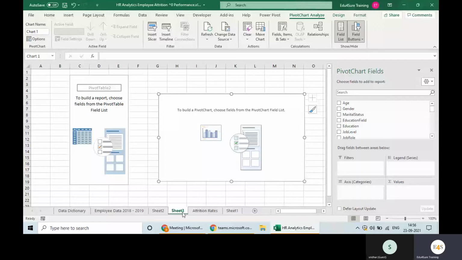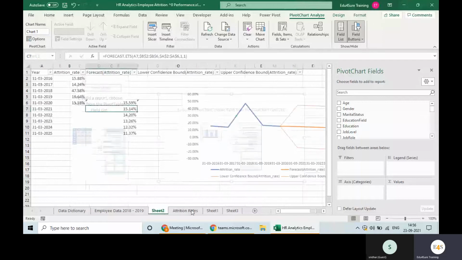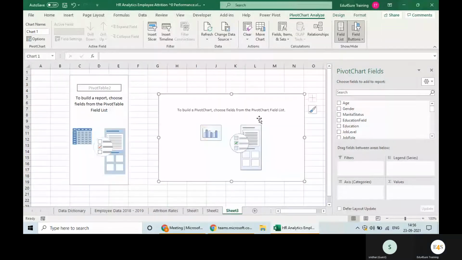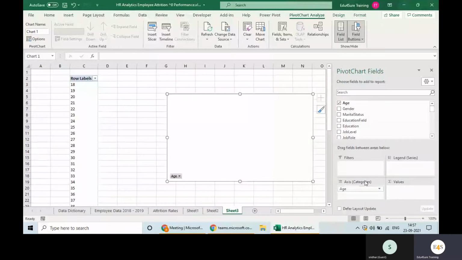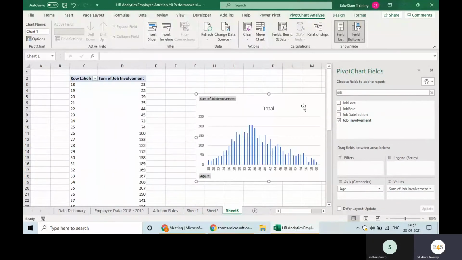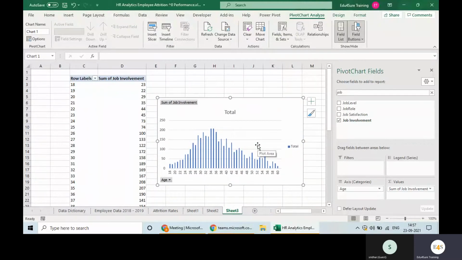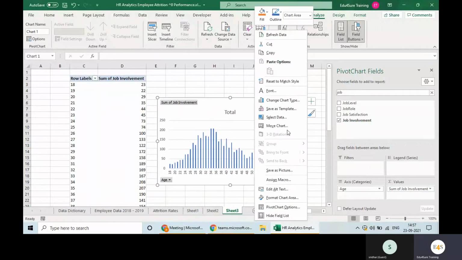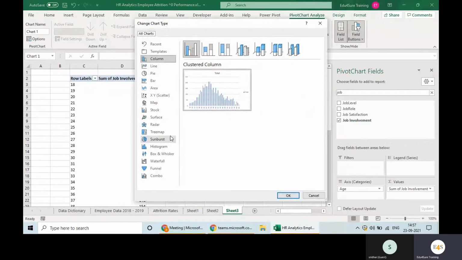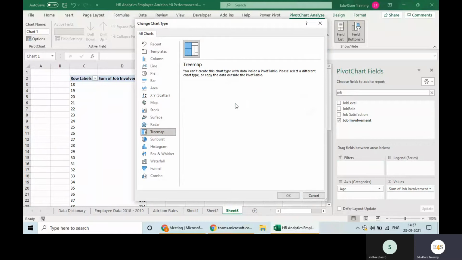So this is the area we have created for the pivot table and chart. Now what we want to see, we want to first of all take age, and then we want to take job involvement. So basically, we need to focus on the correct visual also. This is not the right chart type, so change the chart type. What exactly will suit here? Tree map will suit, but can we create a tree map inside the pivot table? No, right?